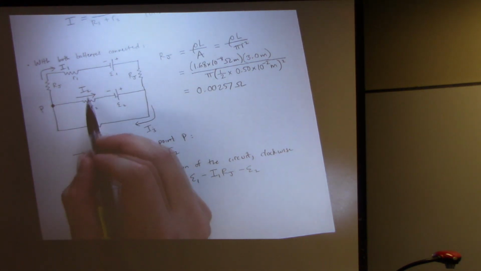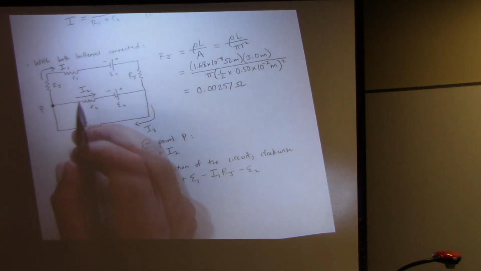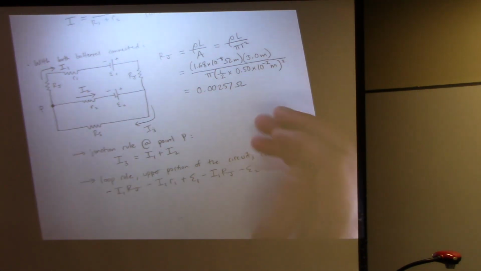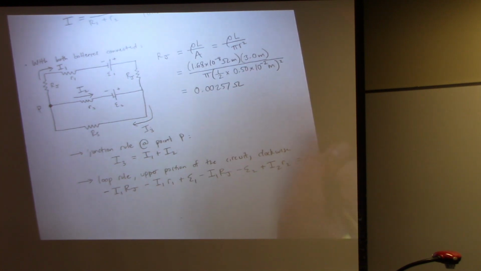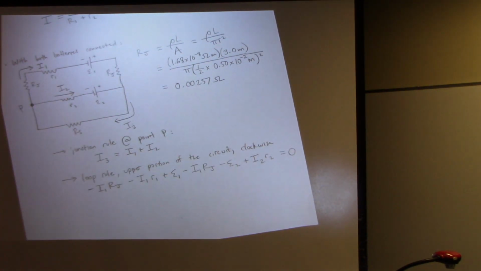And then the last thing we have is we're going across the internal resistance of this battery, but we're going against the current, which means we have a positive voltage, I2 little r2. That equals 0. Okay, so that's symbolically what the loop rule equation looks like for this upper portion of the circuit.